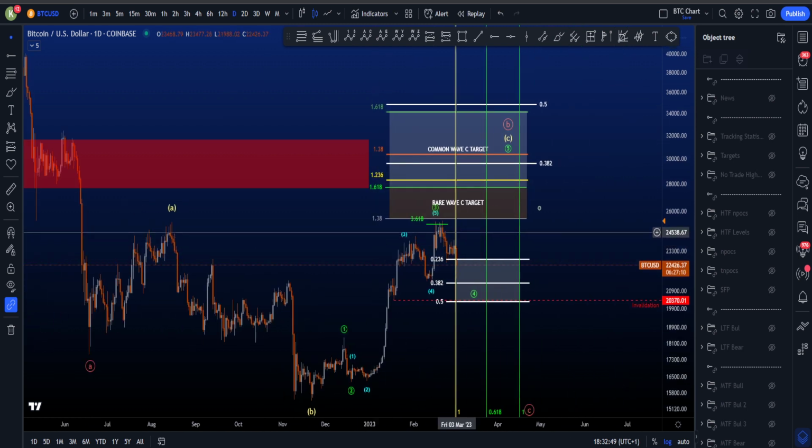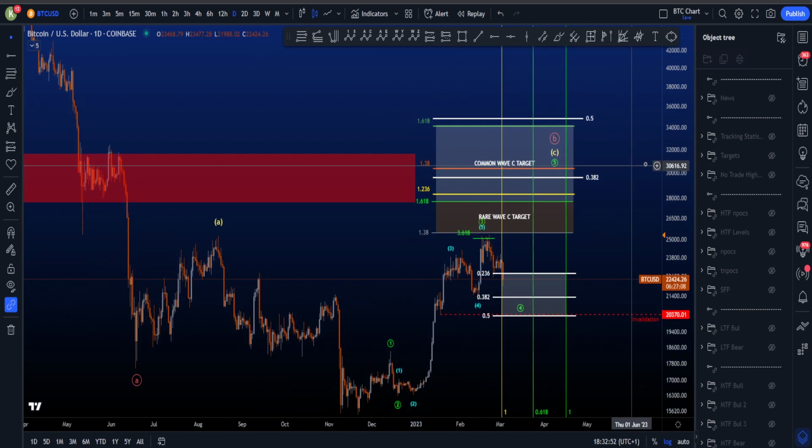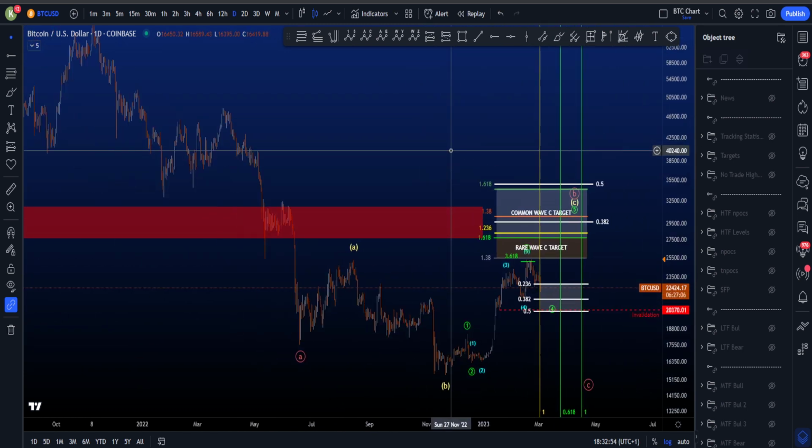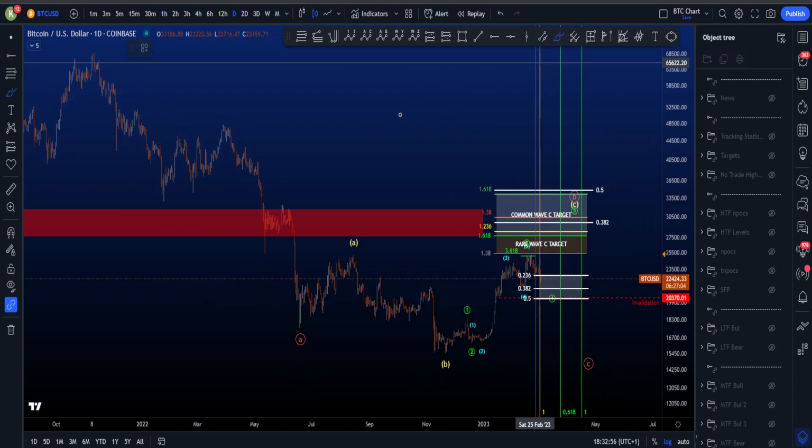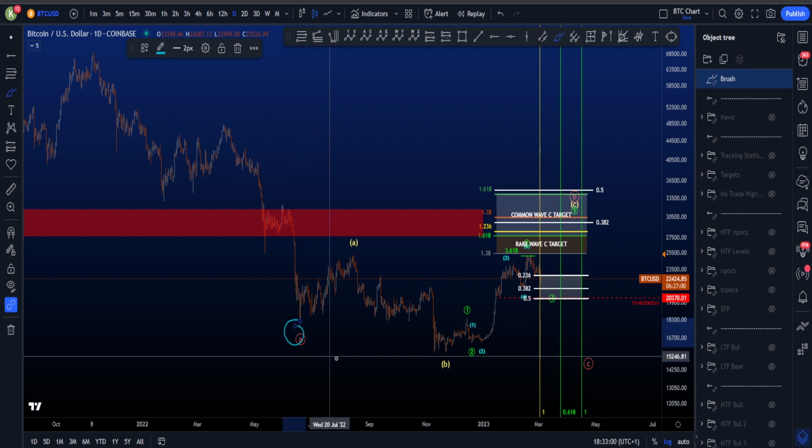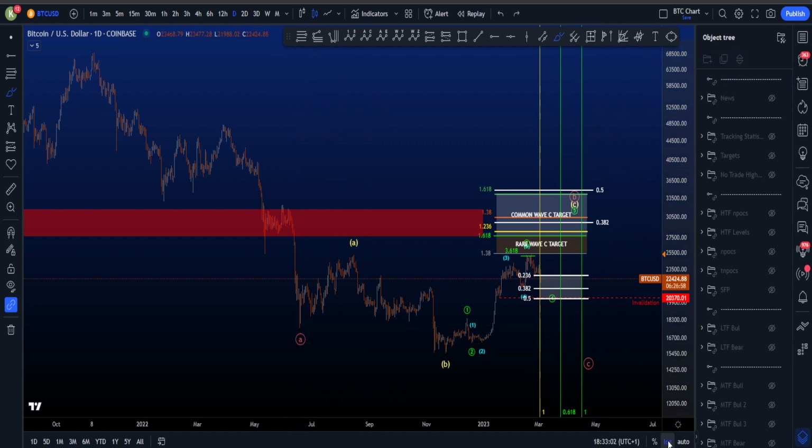Now, as you can see, I also have two wide Fibonacci pools over here. And those pools are basically from the beginning of the red A all the way up at the all-time high to the low of this red A. Now, as you can see, and I think that's very important to note, is that I'm on a high time frame and I'm on log scale.